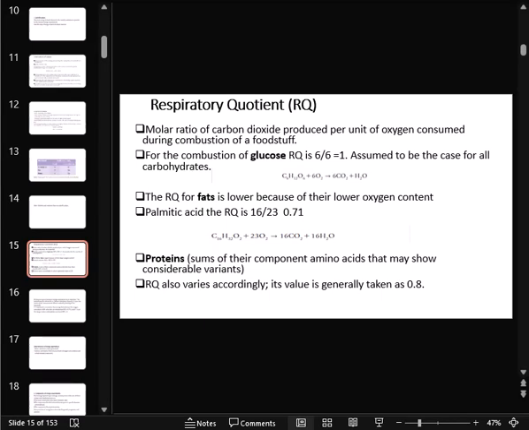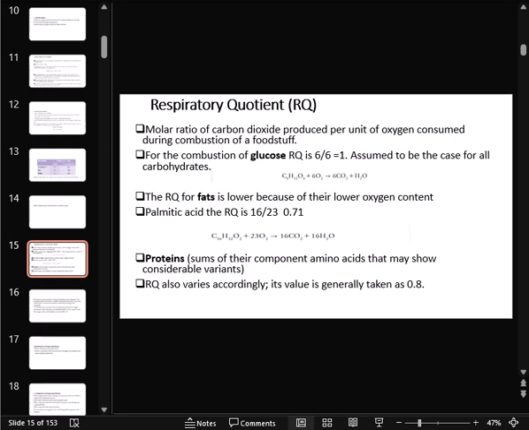Alright, cool. So respiratory quotient. This is defined as the molar ratio of carbon dioxide produced per unit of oxygen consumed. So it is the carbon dioxide to oxygen ratio. Looking at a combustion reaction of a foodstuff, carbon dioxide and water are always produced, and oxygen is always on the reactant side with whatever you're talking about.